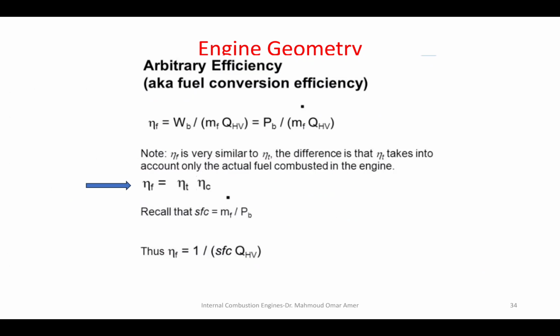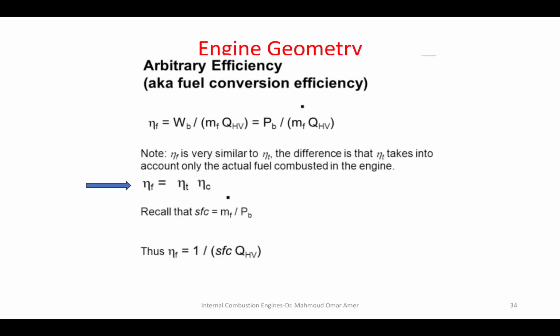What about the mechanical efficiency mentioned earlier? Mechanical efficiency means that both inputs and outputs are mechanical. The output mechanical power is brake power, and the input mechanical power is indicated power. So the mechanical efficiency is brake power over indicated power.